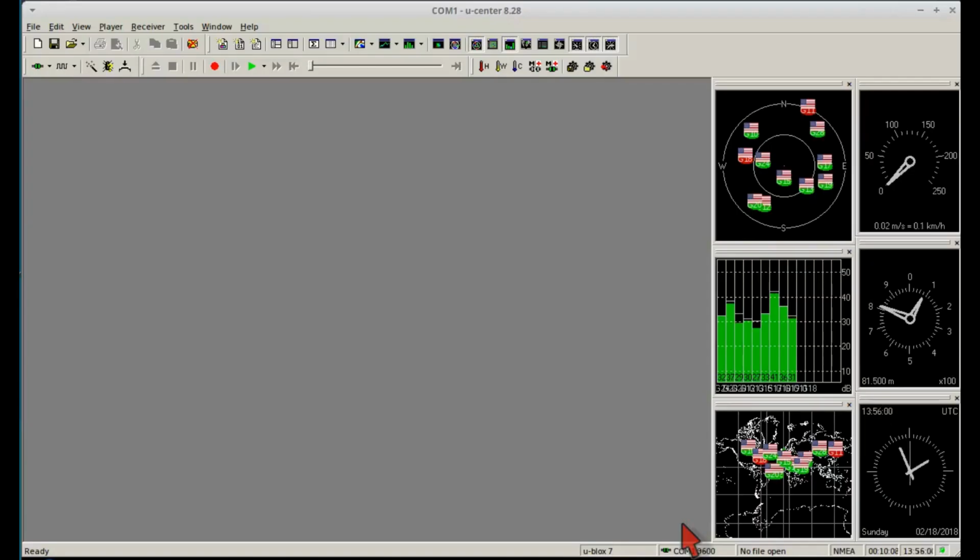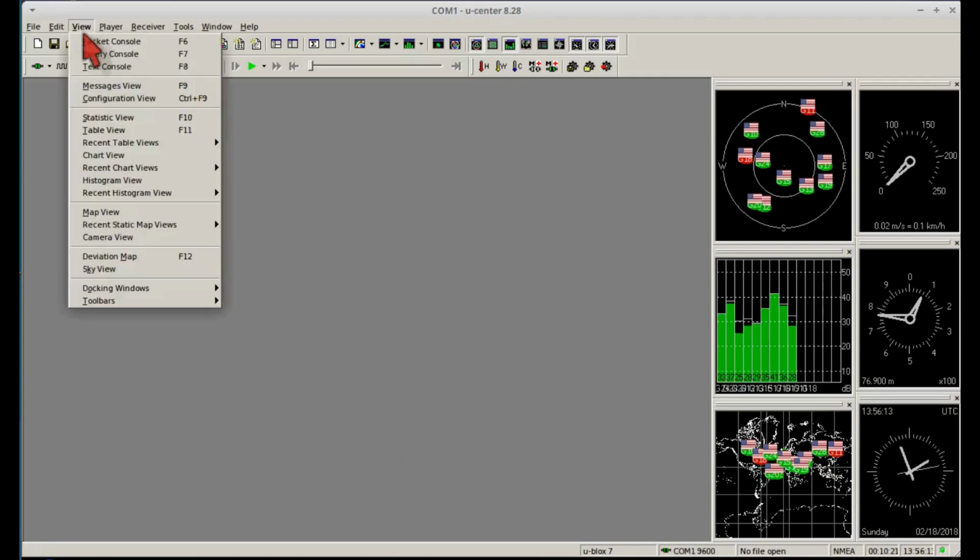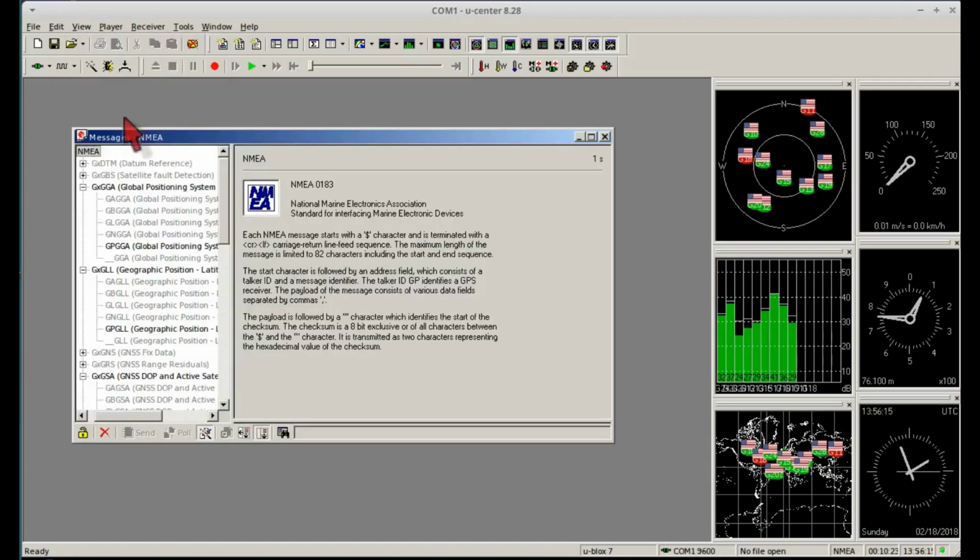This is u-center running and talking to the GPS board. It is well worth exploring the many features, but for now I only want to change the PPS frequency. To do that, you open View, Message View. Here you see the many different messages that can be exchanged.